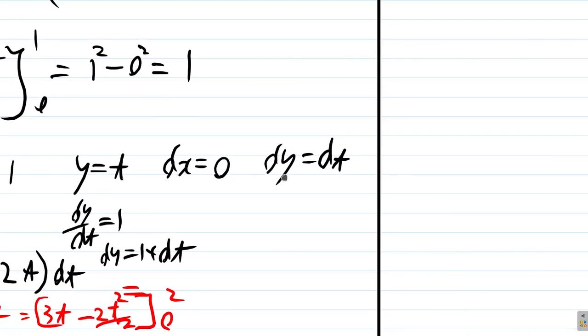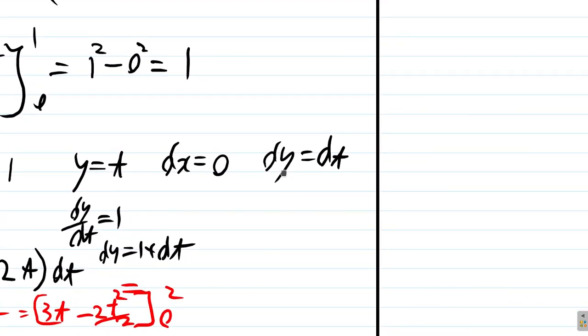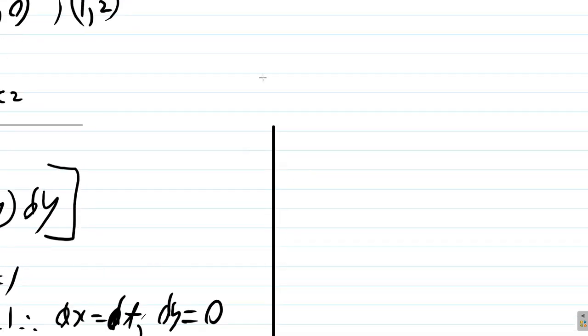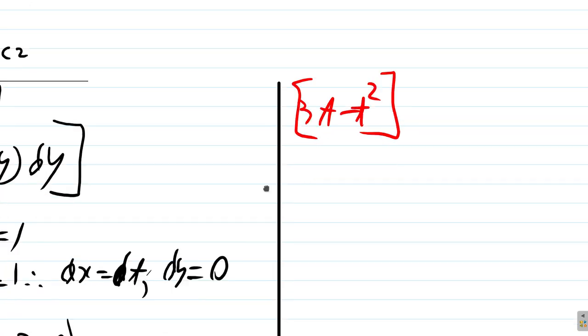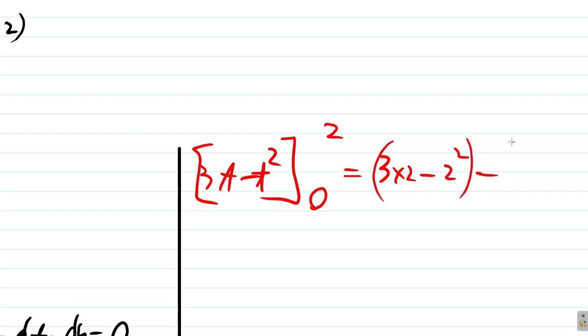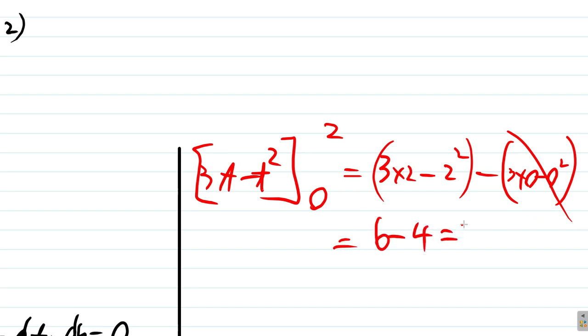Alright, so we continue. 3t minus t squared, because 2 will cancel 2. So we have 3t minus t squared from 0 to 2. Evaluating 2 first: 3 times 2 minus 2 squared, minus 0, after that 3 times 0 minus 0 squared. All of this will be 0. So you have 6 minus 4, which is 2. So you get 2 for that part.